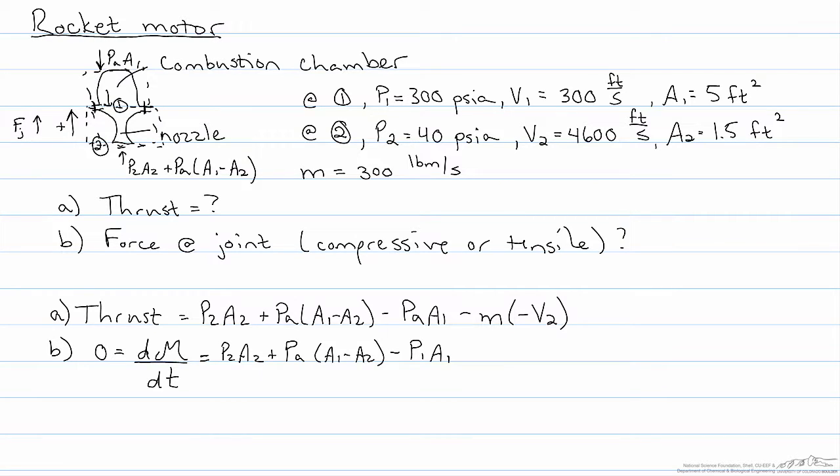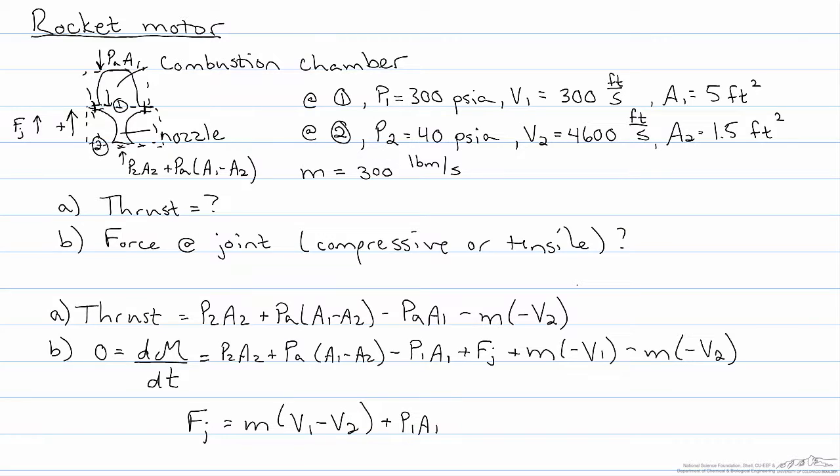Those are the pressure forces. We also have plus the force of the joint acting to hold it together, and then we have two convective terms. At point 1 the mass flow is coming in, so plus m, and that's coming in at a velocity of negative V1, and then at point 2 we have minus m, leaving at a velocity of negative V2. Putting all of this together, we can solve for the force at the joint, and that is equal to m times (V1 minus V2) plus P1 A1 minus P2 A2 minus P ambient times (A1 minus A2).